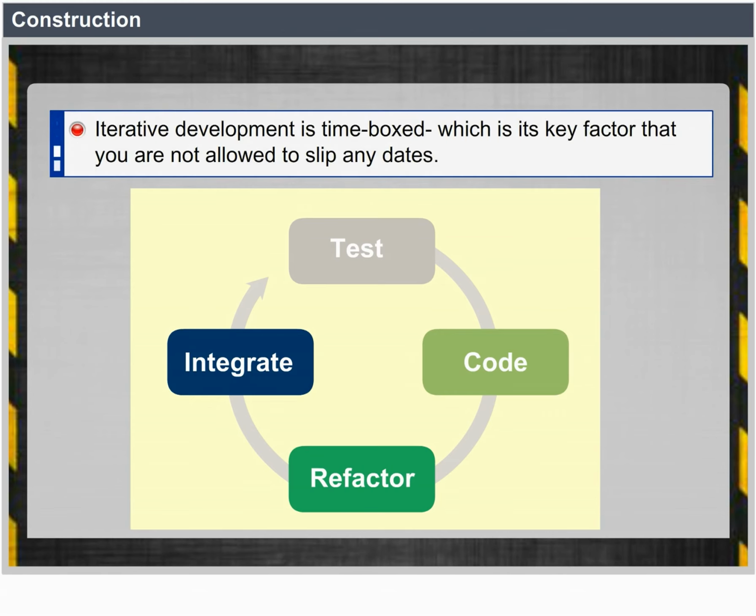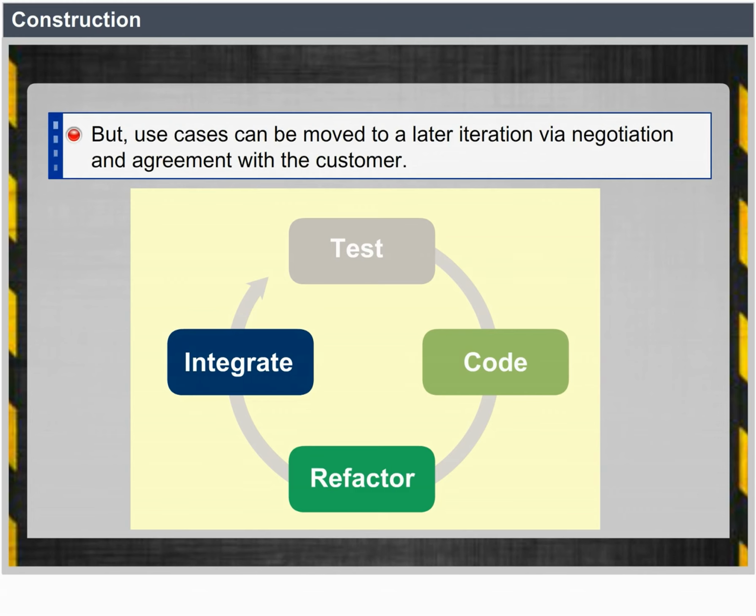Iterative development is time boxed, which is its key factor: you are not allowed to slip any dates. But use cases can be moved to a later iteration via negotiation and agreement with the customer.